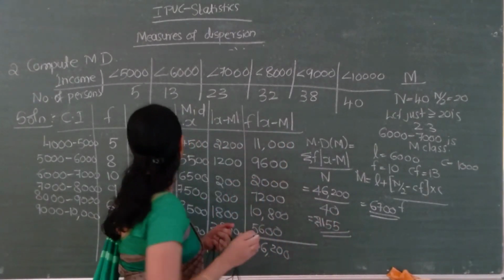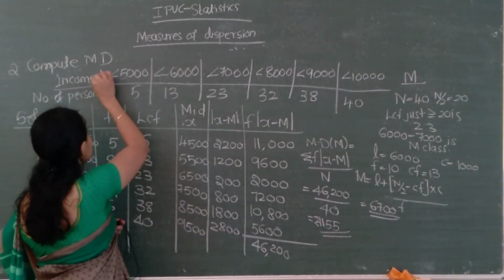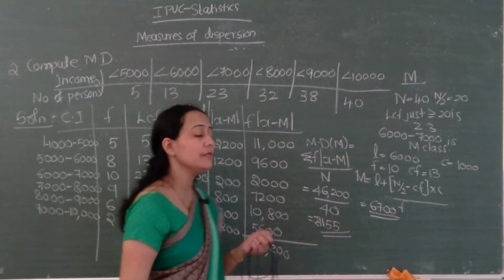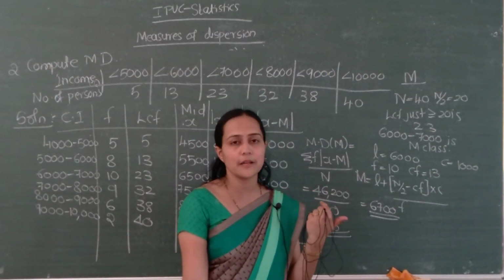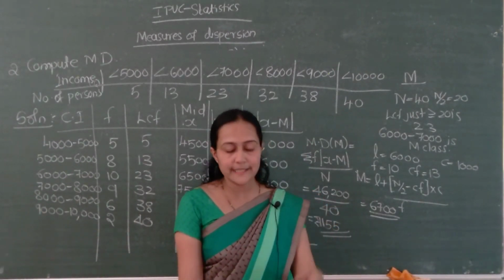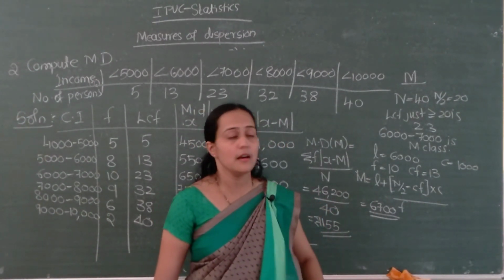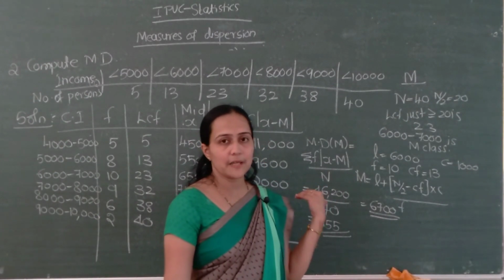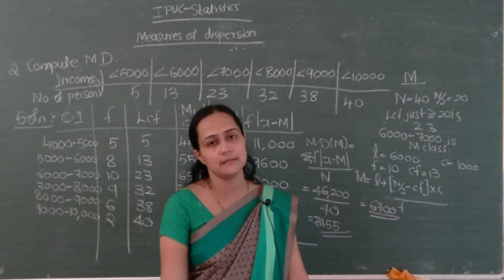You have to write the units because this is income. Income is given in rupees. So 1155, that much rupees. So that is the mean deviation from the median. Hope it is clear with the concept of mean deviation. Mean deviation is least when it is measured from the median. That is called the minimal property of the median.